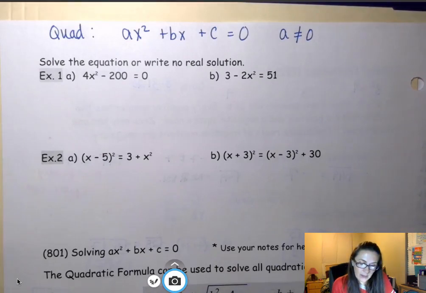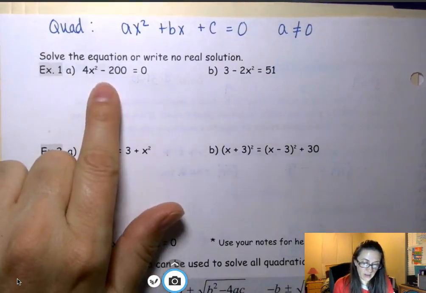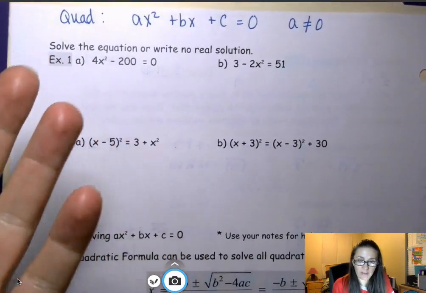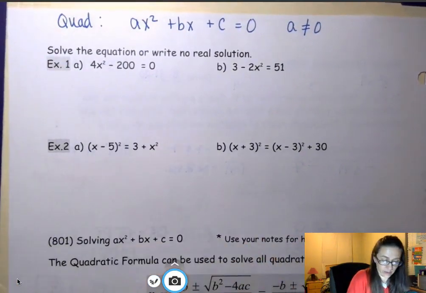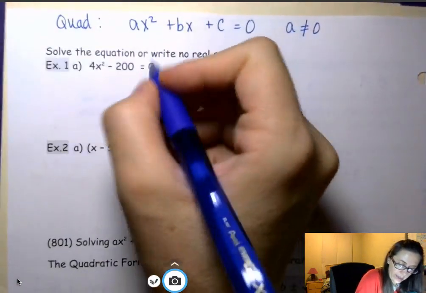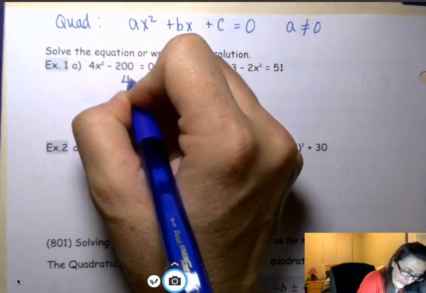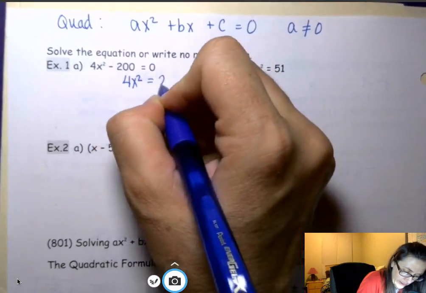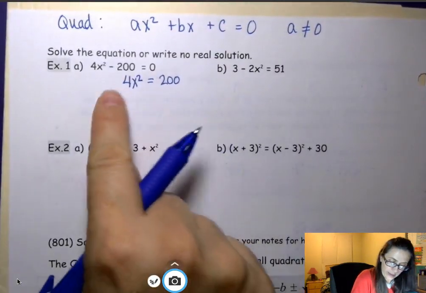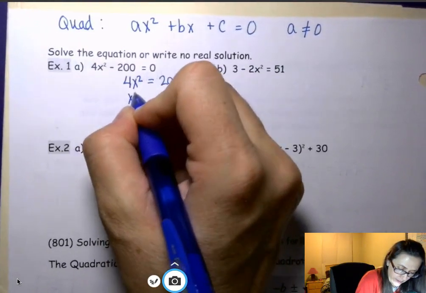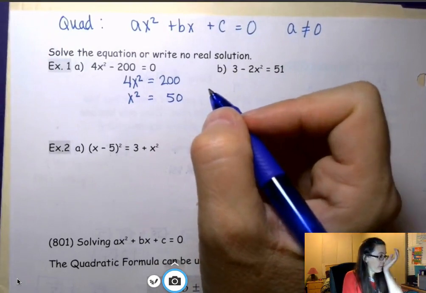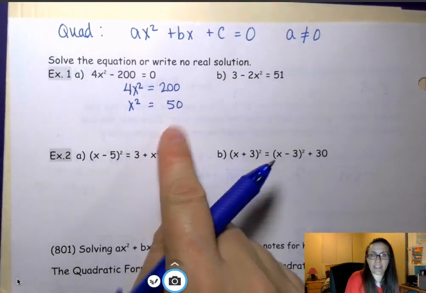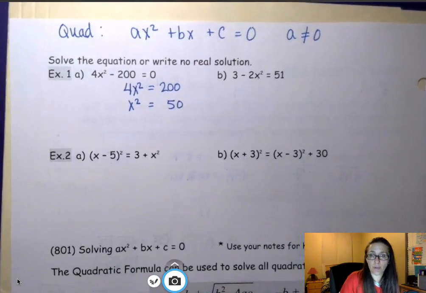We want to solve this. If I have 4x squared minus 200 equals 0, there's no x in the middle. I don't need to worry about factoring this. I have no middle term. That b term is 0. So if that b term is 0, I want to add 200 to both sides. I'm going to add 200 to both sides. I end up with 4x squared equals 200. I'm going to divide both sides by 4. X squared equals 50. Now, remember again, I have x squared here equals 50. I need to get that x by itself. I have to put in a square root.